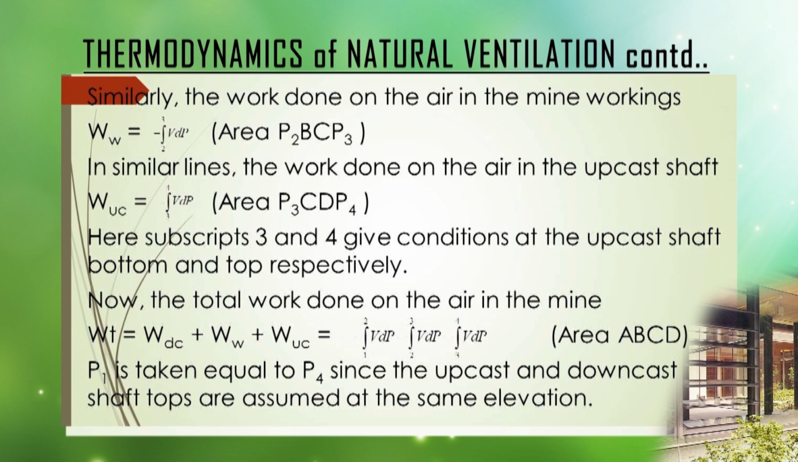P1 is taken as equal to P4, since upcast and downcast shaft tops are assumed at the same elevation and they are in natural air. So, P1 and P4 become equal.